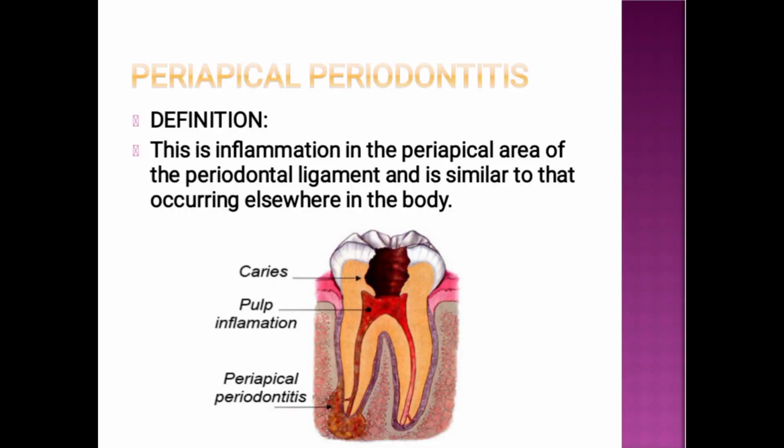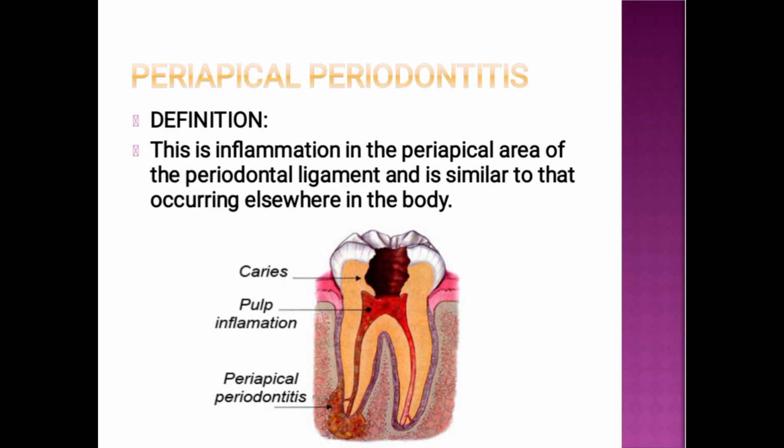So today we're going to start. We have finished pulpitis and its types and its different pathologies. Today we will start periapical periodontitis.